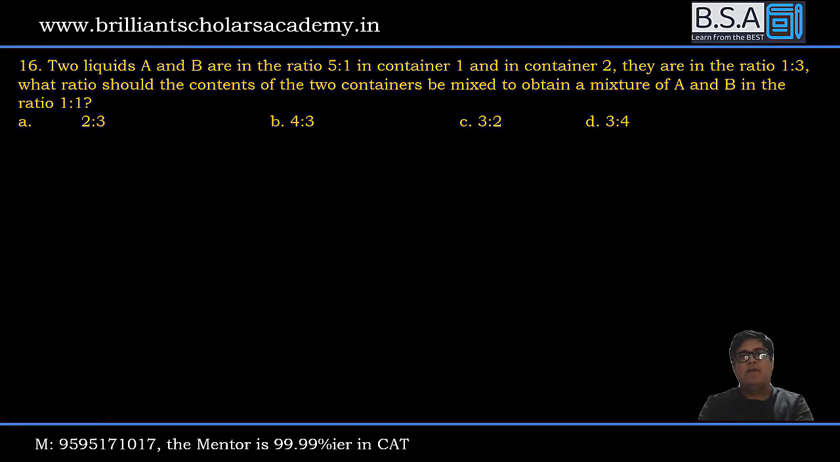Two liquids A and B are in the ratio of 5 by 1 in container 1, and in container 2 they are in the ratio of 1 by 3. In what ratio should the contents of the two containers be mixed to obtain a mixture of A and B in the ratio 1 by 1? So we have solved a similar question about 10 minutes back. This is the liquid A, liquid B ratio, and we want them to be 1 by 1.